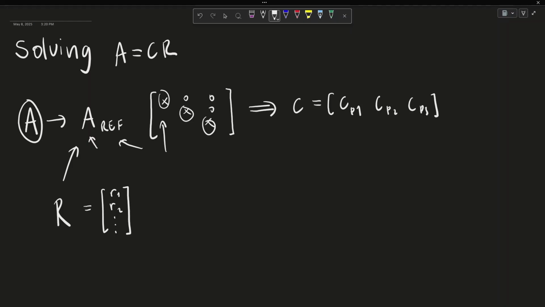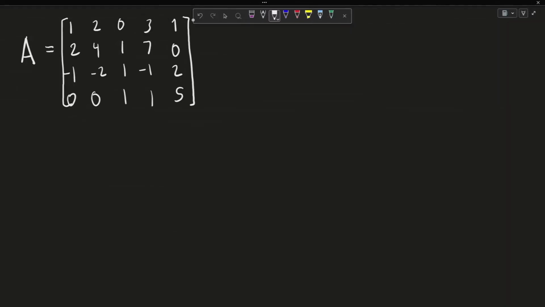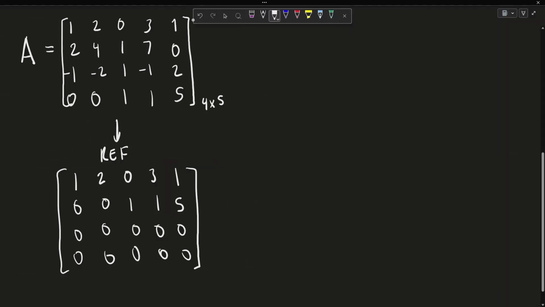So let's work through an example to illustrate how to find C and R in the system A equals CR. Let's say we have the matrix A, which is a 4 by 5 matrix. Our first step would be to reduce this into row echelon form. If you'd like to attempt to solve this by yourself, you can pause the video here before I reveal the row echelon form of this matrix. So this is the row echelon form of the matrix A.